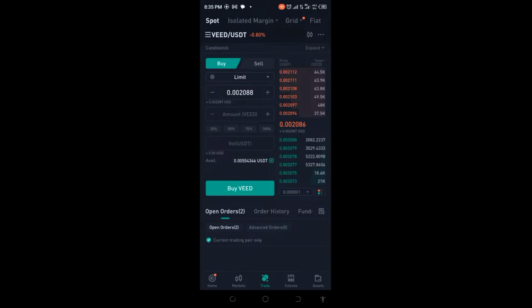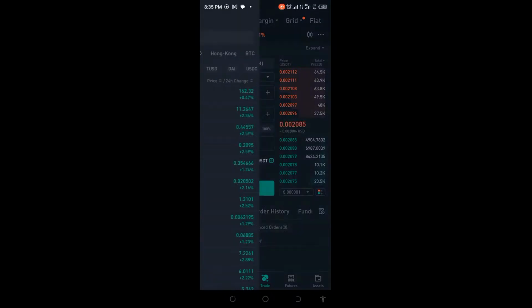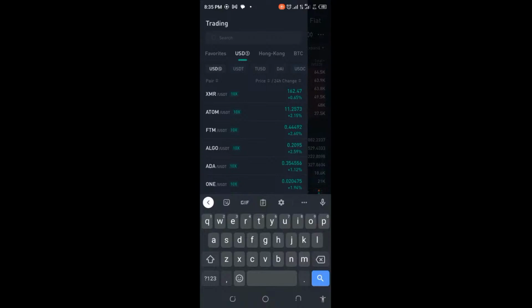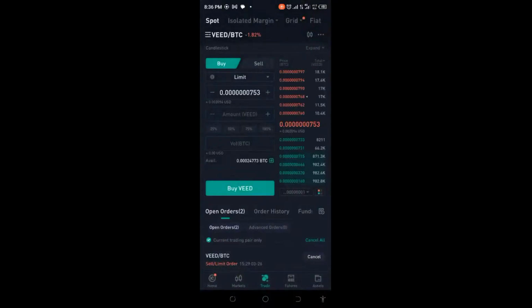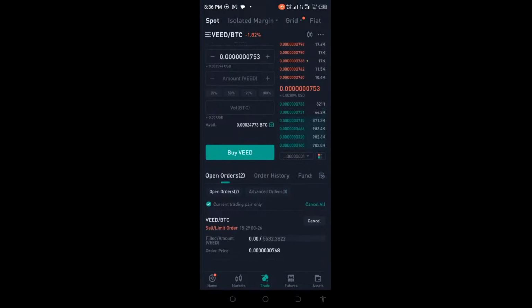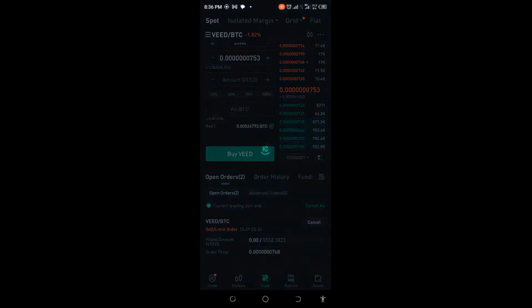All right, I'm back, and right now I can see that VID USDT is now 0.002088, and we bought at 2069. So let's go ahead and try to see how we can change this back to USDT. I'm so excited. We've been waiting in the queue for VID BTC, and right now it's gone up a bit. So what am I going to do? Cancel it, of course.